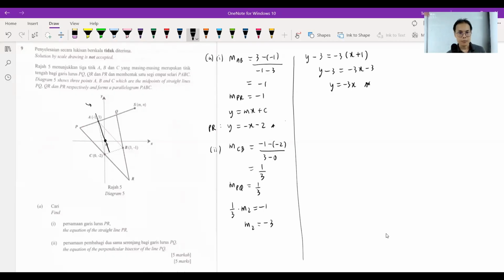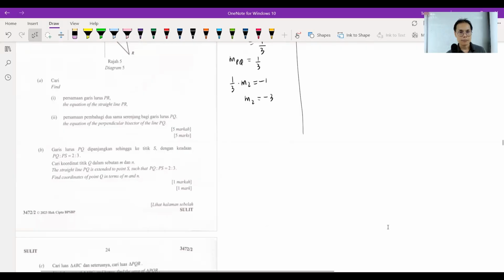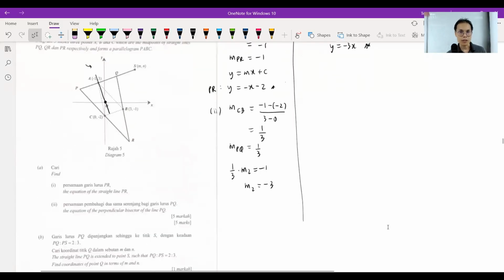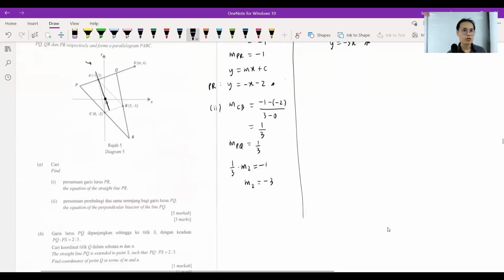All right, next. The straight line PQ is extended to a point S such that PQ to PS is 2 to 3. Find the coordinates of Q in terms of m and n. PQ to PS is 2 to 3. Okay, look at the diagram. That means this is 2. The whole thing is 3. That means your QS is 1.